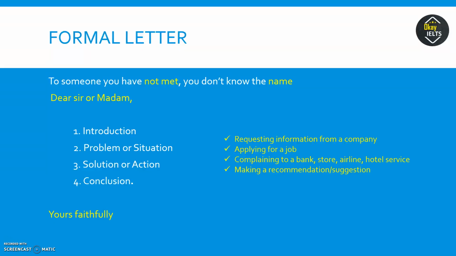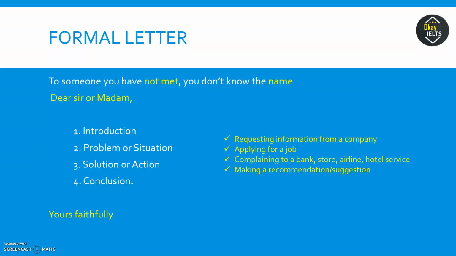How do you write a formal letter? There is a structure given to us. Make a note of it. Always start your formal letter this way: Dear Sir or Madam, and you end by writing Yours faithfully. In between we have the body section of your letter: introduction, problem, solution, and conclusion.